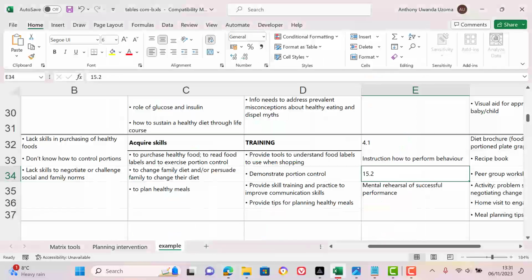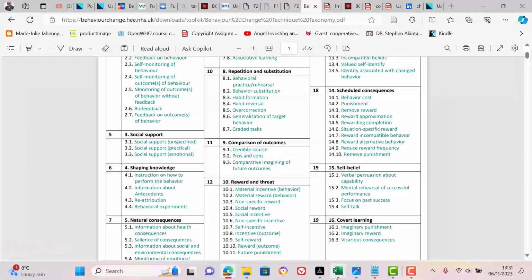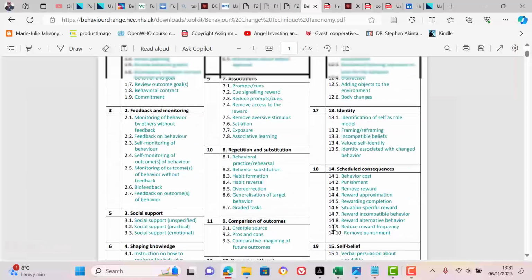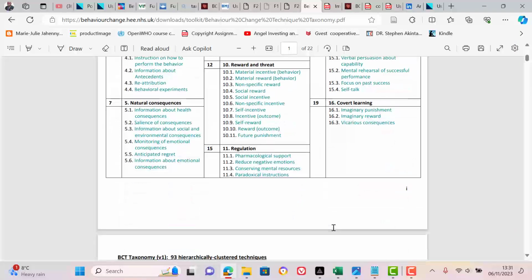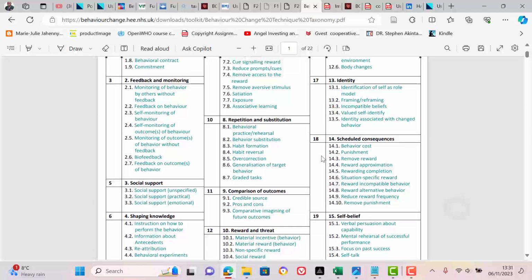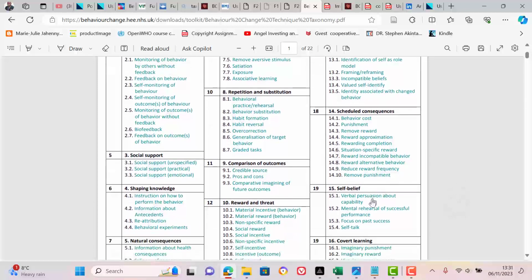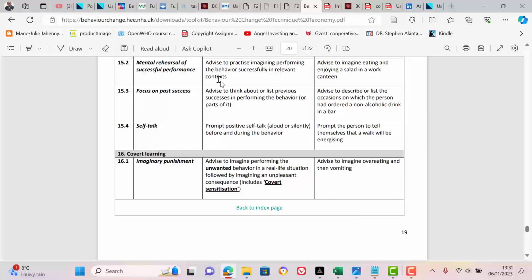Next one is 15.2, mental rehearsal of successful performance. So that will address the issue of self-belief. So let's see what it looks like. Let's see what the example looks like. It says, advice on imagining eating and enjoying a salad in a work canteen.